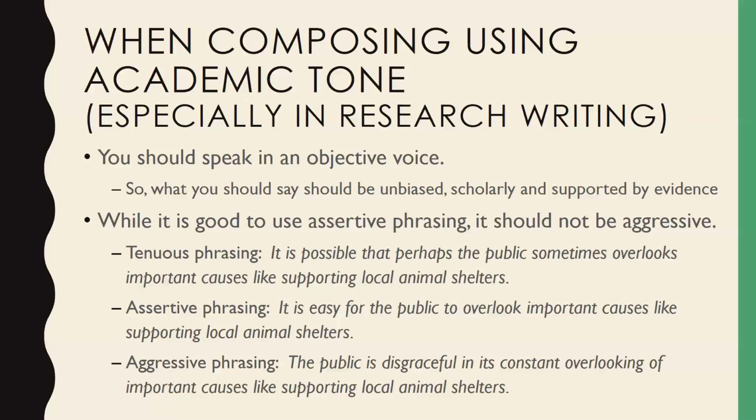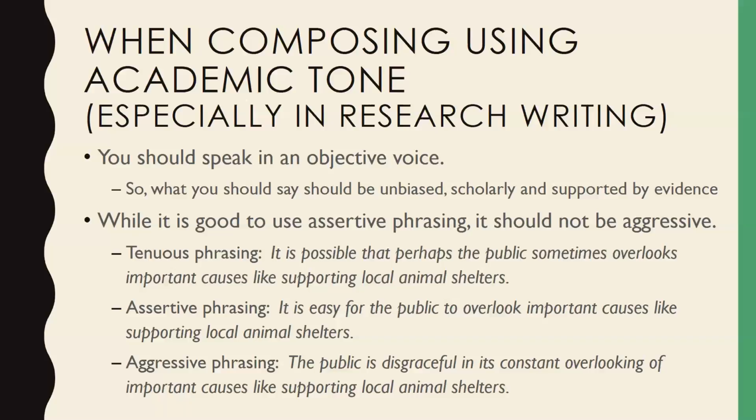So take note of the features of that assertive phrasing. Now we'll look at the problems of aggressive phrasing. So here's that example sentence. The public is disgraceful in its constant overlooking of important causes, like supporting local animal shelters. So here we can easily see how the reader can be alienated by aggressive phrasing, offended by aggressive phrasing.